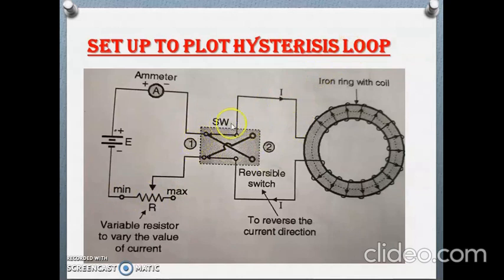Then, changing the switch to the second position, what will happen? At the first position, the current direction is in this way. When we change the switch to the second position, the direction of current will be in the opposite direction. We have to plot the curve for this direction also, and the complete curve for these two directions, when plotted on the same graph, gives the hysteresis loop. So let's plot it.